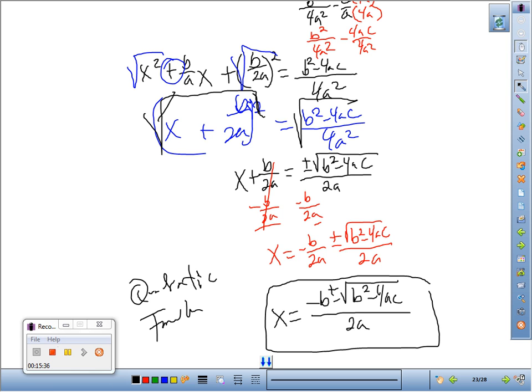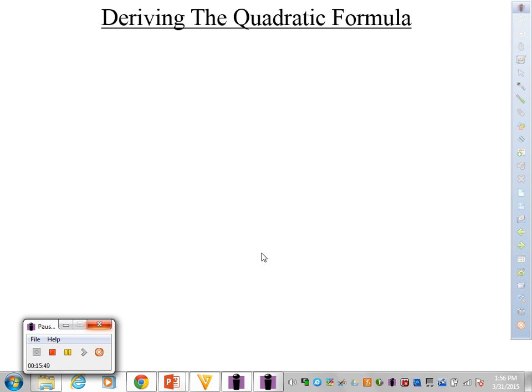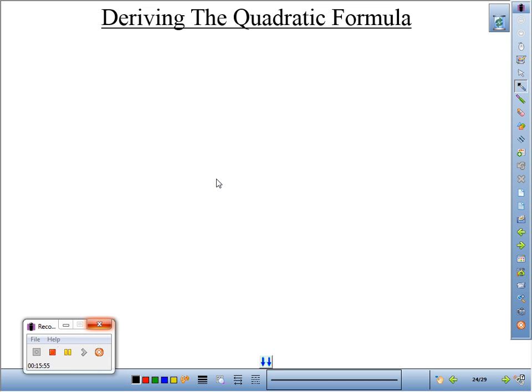Here we go. So, title it, Deriving the Quadratic Formula. There you go. I already helped you out with the first step. Go. Alright, here I go. Once again, if you need to look up, that's fine. I'm going to get started.